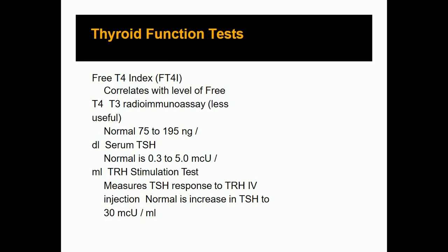Now we are going to perform different types of tests, like the thyroid function test, called TFT. The free tetraiodothyronine index correlates with the level of free T4 or T3. Radioimmunoassay is less useful. Normally it is 75 to 195 per deciliter. For serum TSH, thyroid stimulating hormone, the normal range is 0.3 to 5.0. The TRH stimulation test measures the TSH response to TRH IV injection. Normally TSH increases to 30 microunits per milliliter.